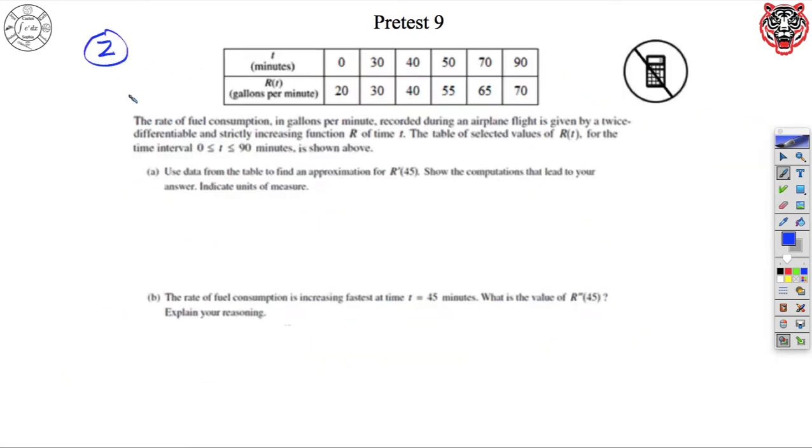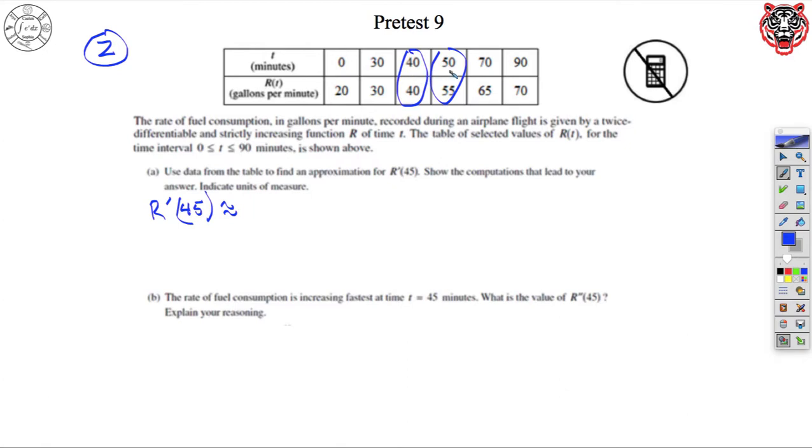All right, so we're doing this guy. We're looking for R prime of 45. This thing is going to be approximated by the secant. Okay, let's choose the correct points this time.